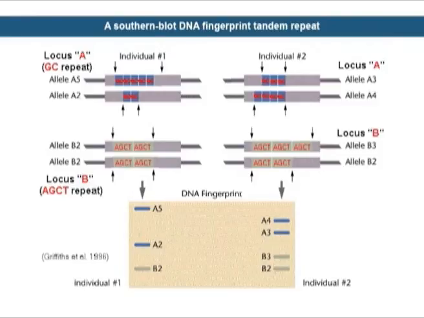It shows a Southern blot DNA fingerprint that includes both loci simultaneously. Individual 1 is heterozygous at locus A, A2 bar A5, and homozygous at locus B, B2 bar B2. Individual 2 is heterozygous at both loci, A4 bar A3 and B3 bar B2 respectively. The 2 individuals are distinguishable at either locus.